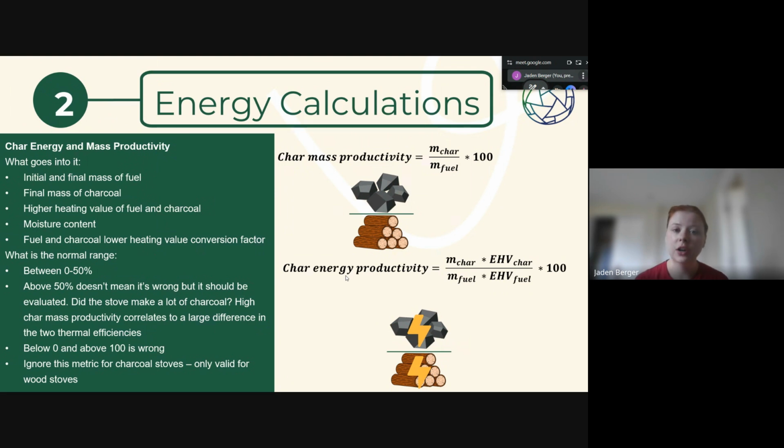Luckily, with this charcoal mass productivity, there is a visual indicator, and that's just the pile of charcoal you have at the end. So if you get a 50% charcoal mass productivity, you should expect that you have a pretty sizable amount of charcoal left in your stove at the end of a test. And so if you don't have that and your charcoal mass productivity is reading 50%, then maybe there's an input that's incorrect.